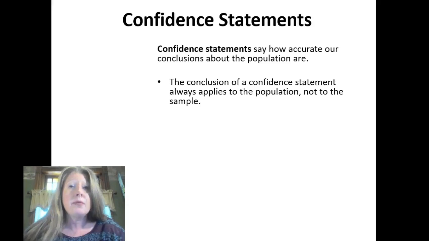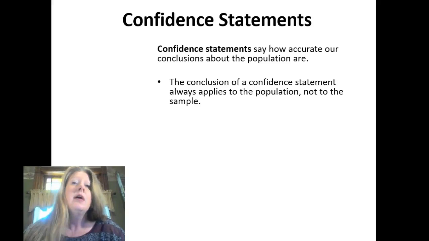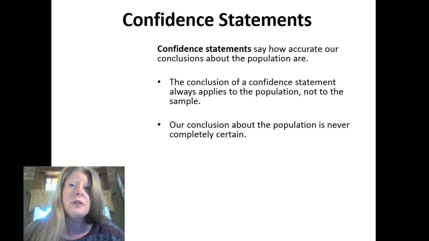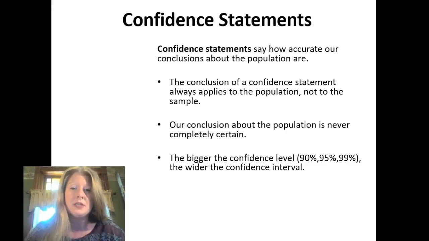So of course, remember that when you write out a confidence statement, you are trying to draw a conclusion about what's going on in the population. So you're writing your statement about the population, not about the sample. You're using the sample to get your confidence interval, but your confidence statement's about the population. Our conclusion about the population is never going to be certain, so we can never say with 100% certainty what's going on in the population.